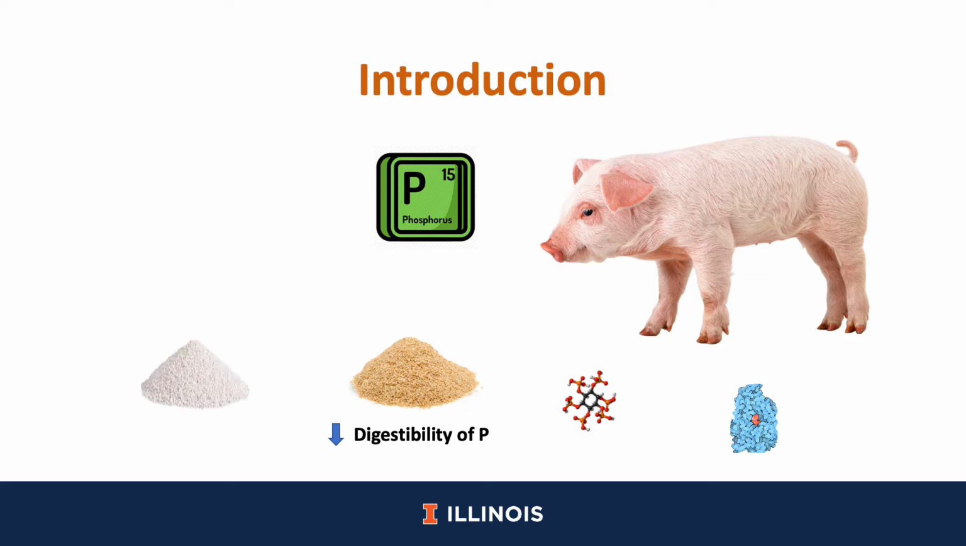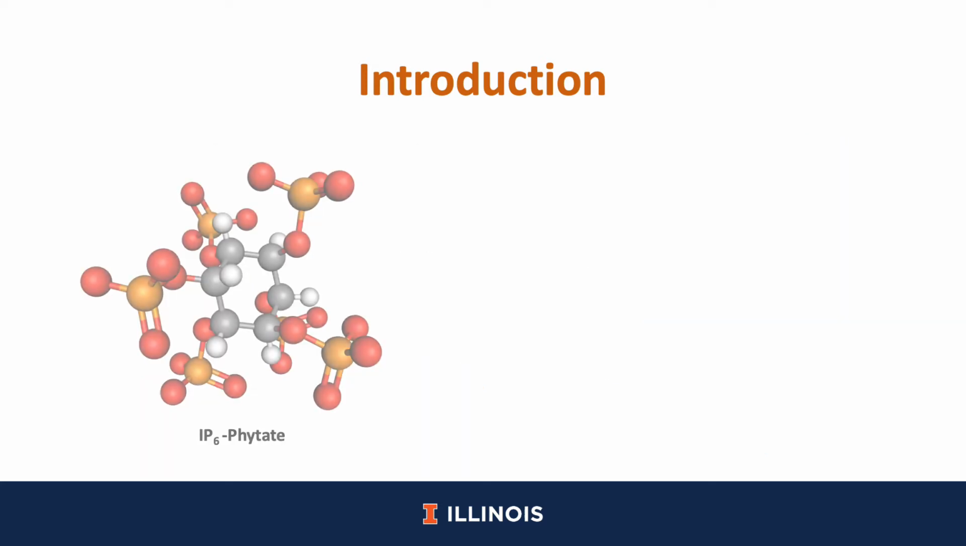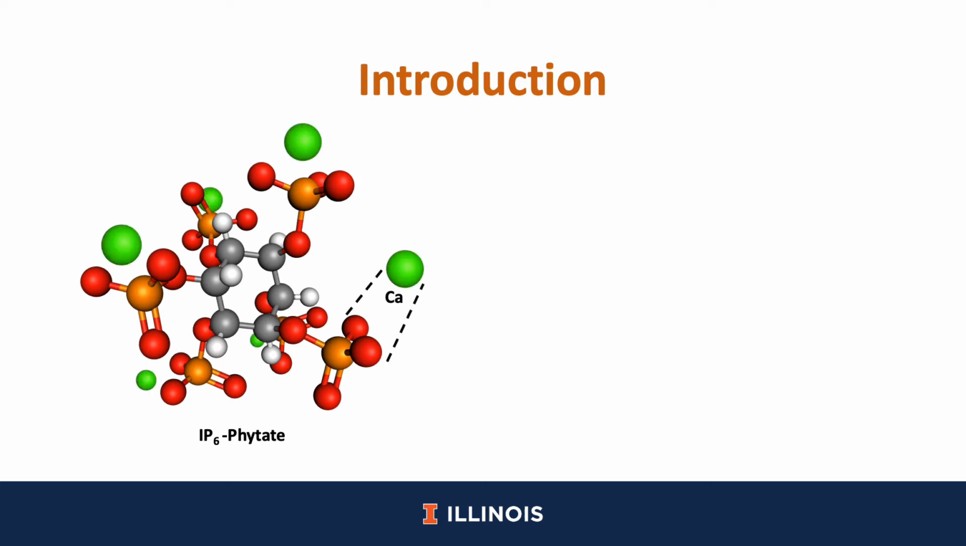And the second way is using inorganic sources of phosphorus with a high digestibility of phosphorus, and in this case, the ingredients that we can use are feed phosphates, such as monocalcium phosphate, monosodium phosphate, and magnesium phosphate. But when we analyze a molecule of phytate, we can also see how these will naturally interact with other minerals, such as calcium, binding up to 6 molecules of calcium.